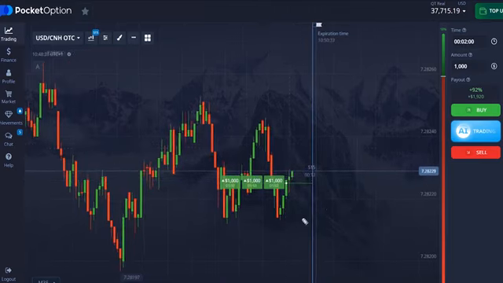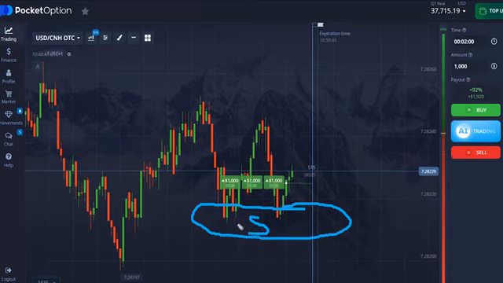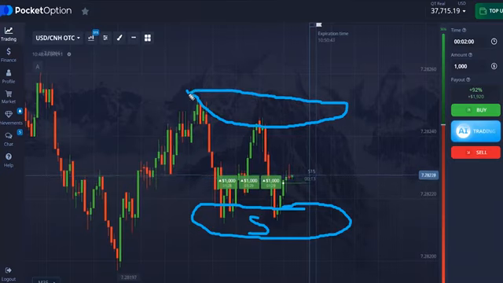So the first thing we need to identify is our support level. You can see this is actually our support level right here. So use S as a representation of our support level. The next thing we need to also identify is our resistance level. This area would actually serve as our resistance zone right at this particular level.